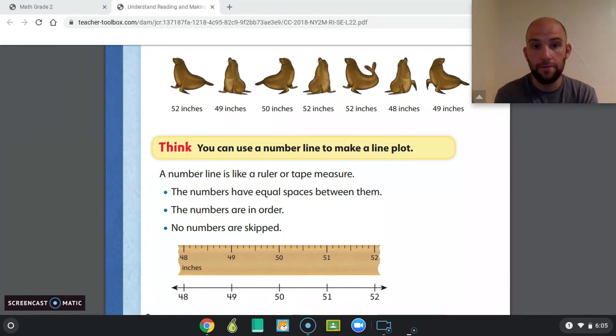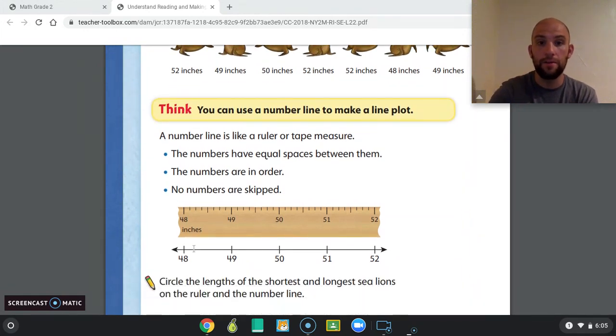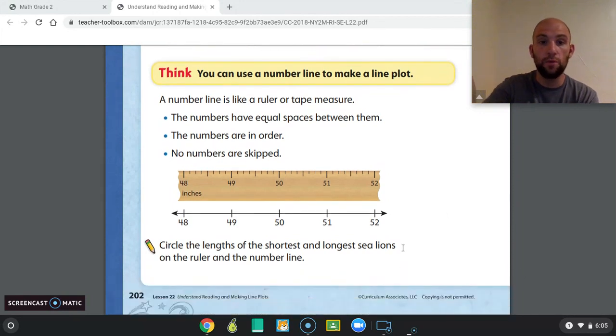So if we look at our line plot down, or not our line plot, but our number line, I should say, down here, our ruler goes 48 inches, 49 inches, 50 inches, 51, 52. Our number line in the bottom here goes the same way. It says 48, 49, 50, 51, 52, and those represent inches, just like on a ruler.